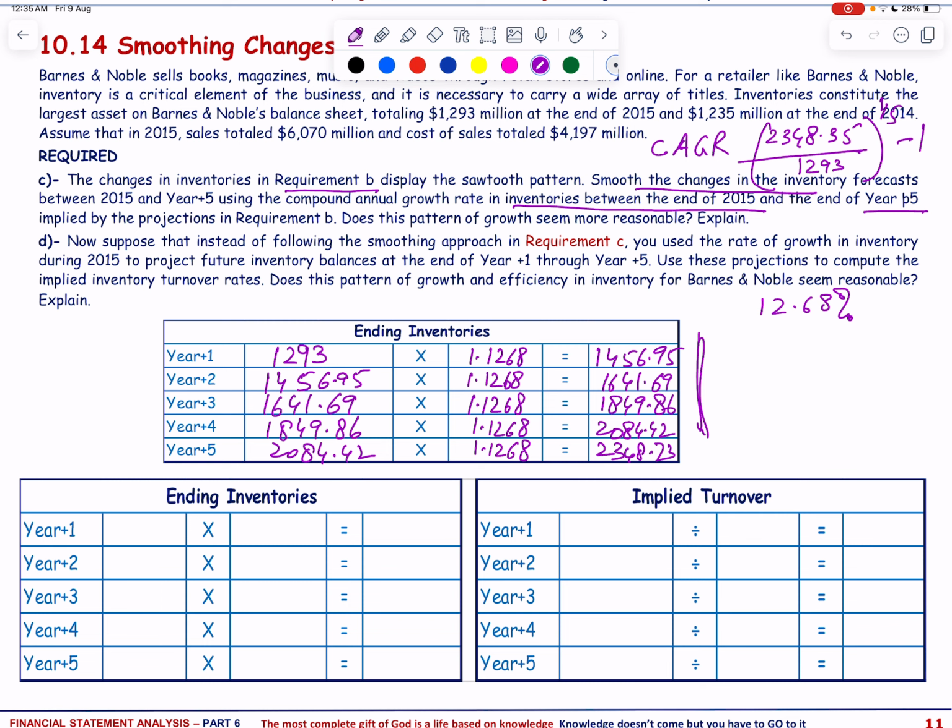Part D. Now, suppose that instead of following the smoothing approach in requirement C, you use the rate of growth in inventory during 2015 to project the future inventory balance at the end of year 1 through year number 5. Use these projections to compute the implied inventory turnover rates. Does this pattern of growth and efficiency in inventory for Barnes and Noble seem reasonable? And we have to explain.